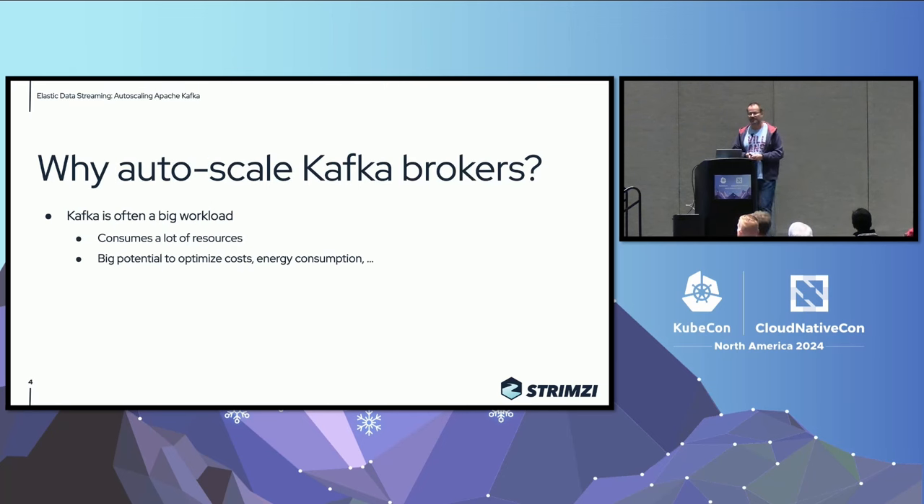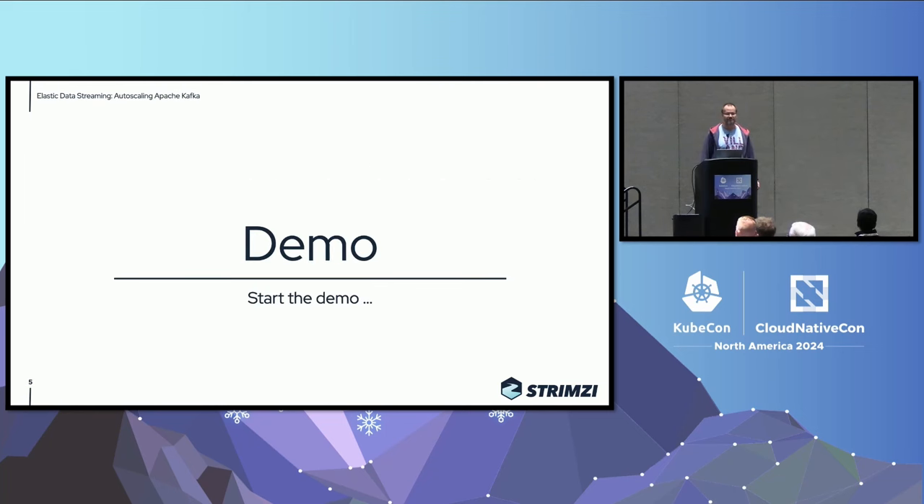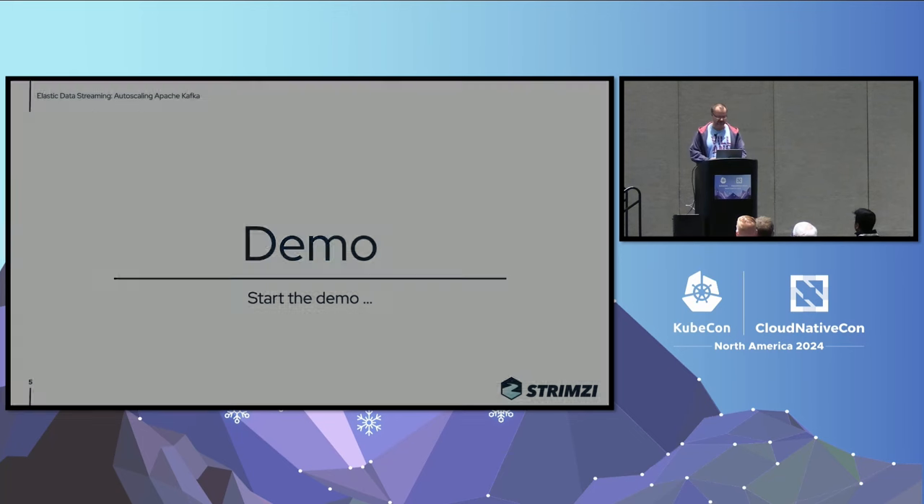And maybe at the beginning, we can touch on why auto-scaling Apache Kafka brokers might be interesting, why it might matter. Well, Kafka is quite often a pretty big workload, which is taking quite a lot of resources. So if we manage to auto-scale it in some effective and efficient way, maybe we can save some costs, maybe we can save some energy, be a bit more green or something like that. So that's why we looked into it. And maybe a bit untraditionally, let's start the talk with the first part of a demo.